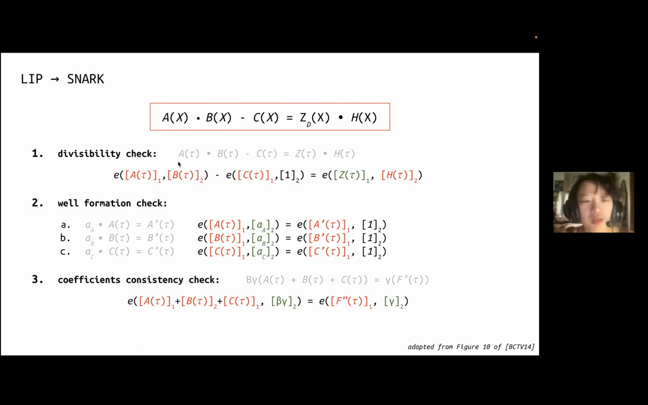On this slide, I'm showing you the pairing form of this polynomial identity check. And we have to introduce several other checks as well: the well-formation check and the coefficients consistency check. These are to make sure that our commitments were constructed as expected. We'll go into each of these checks in the next few slides.